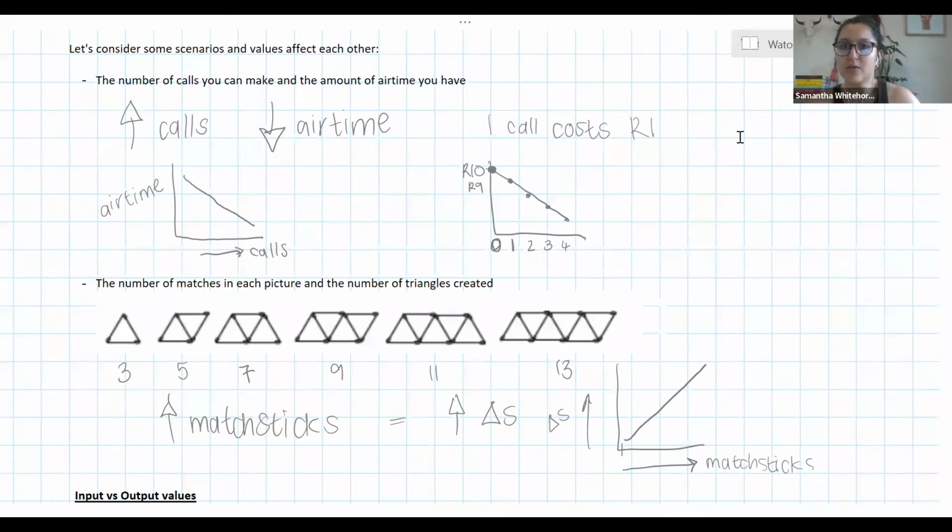Right, guys, does anyone have any questions about this before we have a little break? But essentially what you need to start understanding now is that variables or values can affect each other. And that effect that they have on each other is what we're going to eventually start drawing in terms of our graphs. Right, Pumazile, what's your question?